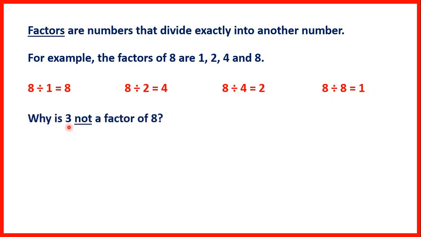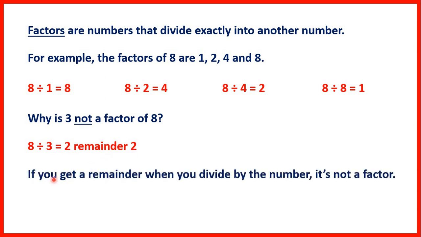So why is 3 not a factor of 8? Well, that's because 8 divided by 3 is 2 remainder 2. If you get a remainder when you divide by the number, it's not a factor. And the way to think about this is that 8 is not in the 3 times table, so 3 is not a factor of 8.